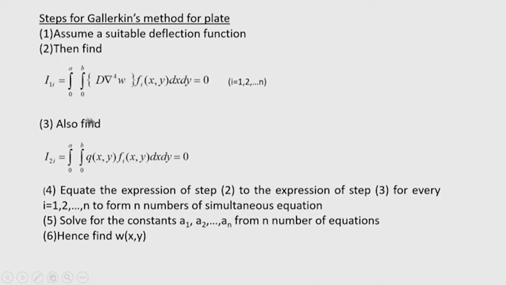In the third step, we find I 2 I. What is I 2 I? I 2 I is q x y into f I x y dx dy. This integration is carried out and it is denoted as I 2 I.